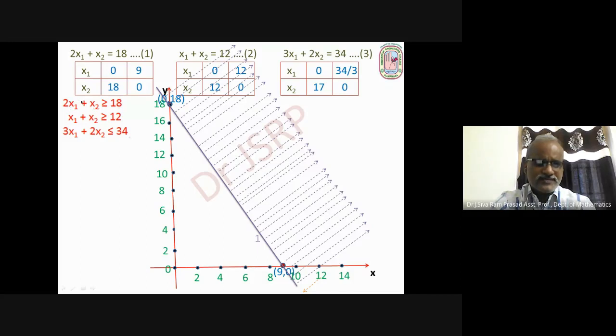Since origin is not satisfying first inequality, substitute origin in the left side, 0 plus 0. 0 is not greater than 18. So the region is away from the origin. So this is the region.